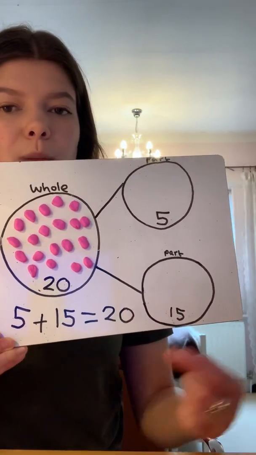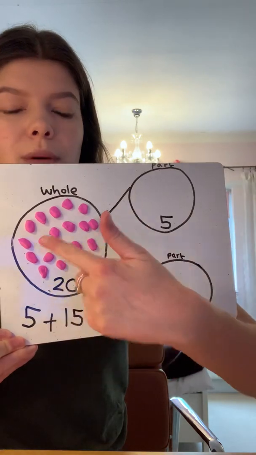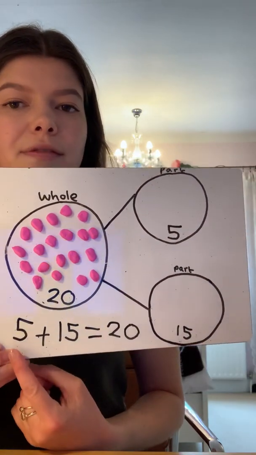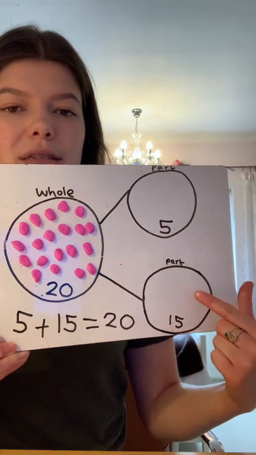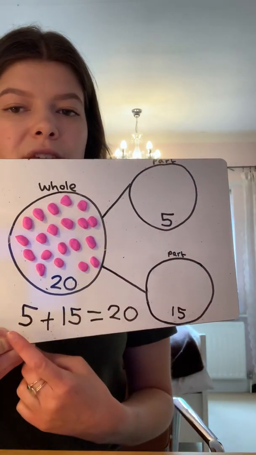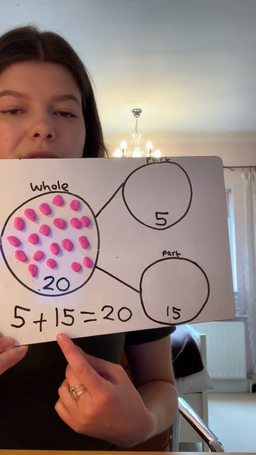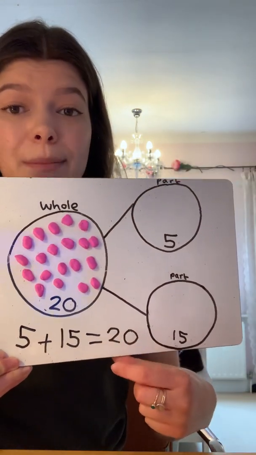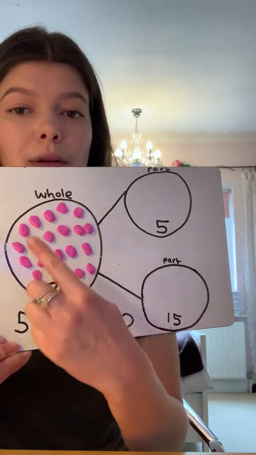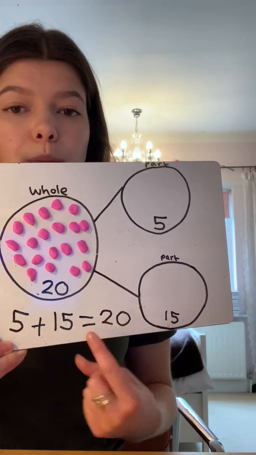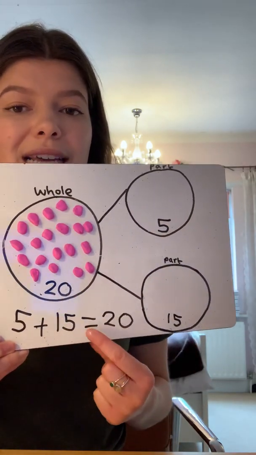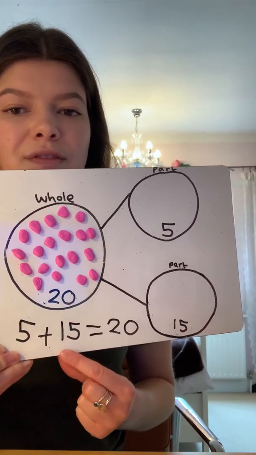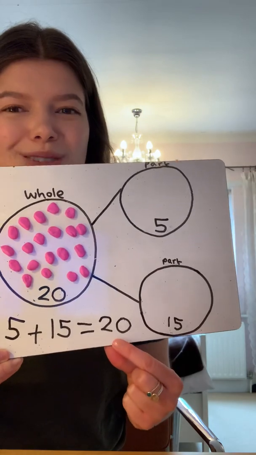So I used the first part. So we had our whole of 20. We made one part of 5, add the other part, 15. So 5 add 15. And then when we moved the parts back into the whole, we found out how many there were all together. So is equal to, so putting those parts together is equal to 20. 5 add 15 is equal to 20.